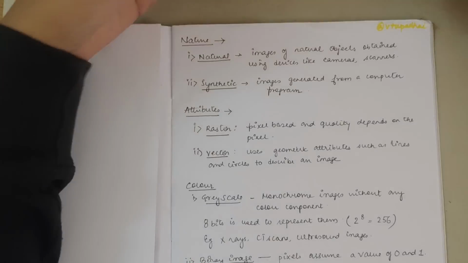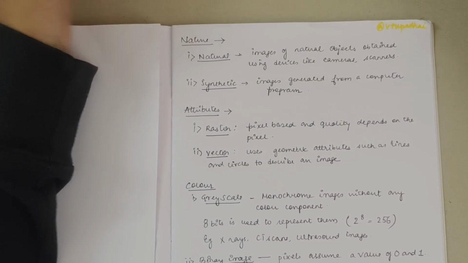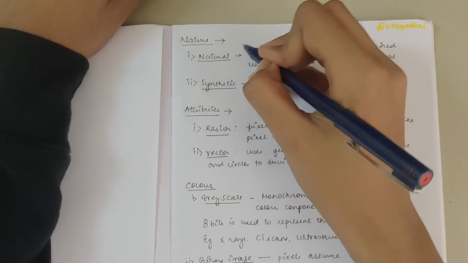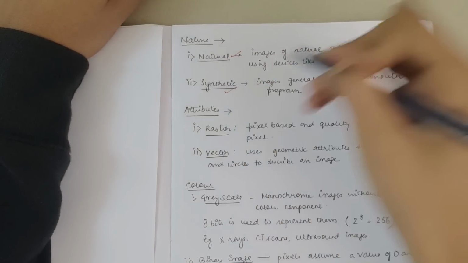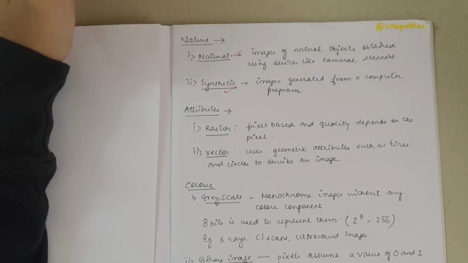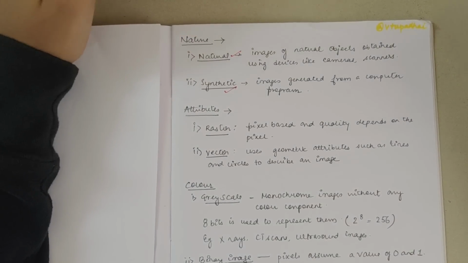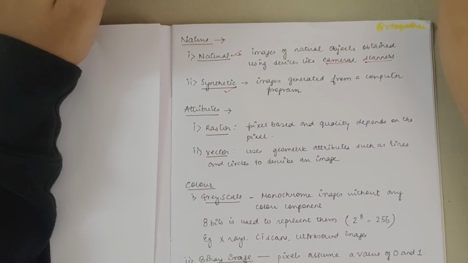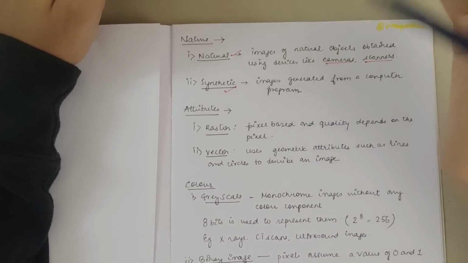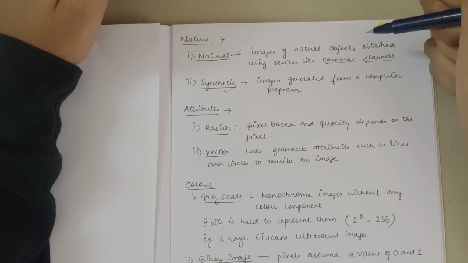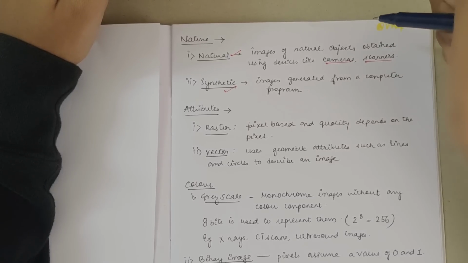Okay, so first we have categorized the image in the form of nature. In nature, we are dividing into two, that is natural as well as synthetic. In natural, the images of natural objects are obtained using devices like cameras and scanners. Followed by that, we have synthetic. Synthetic images are those images which are generated from a computer program.